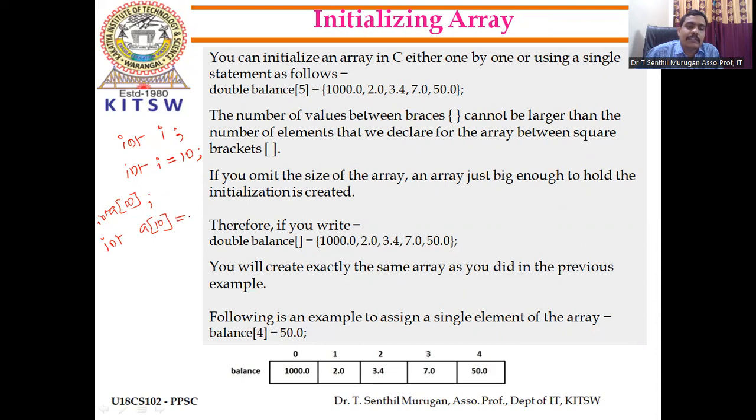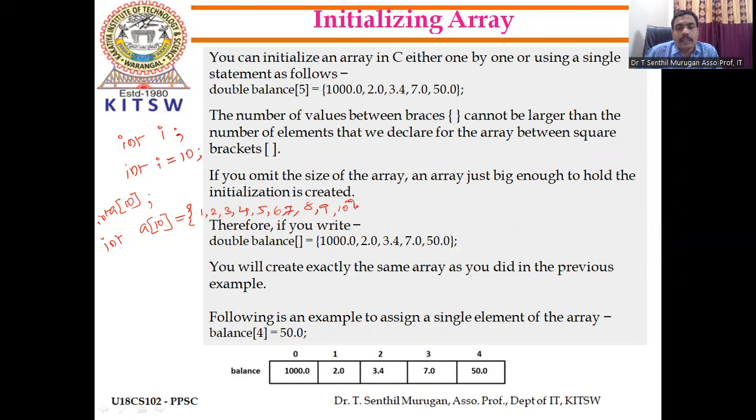How can I initialize the values for the array? We use curly braces. Then I have to give 10 values separated by commas. 10 is the maximum, so I can give up to 10 values. The comma should be used for separation.